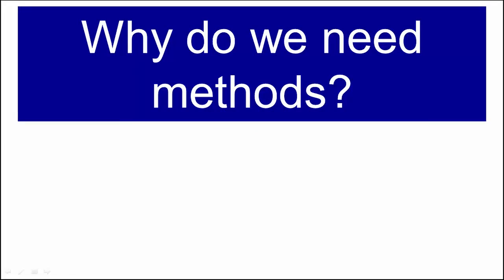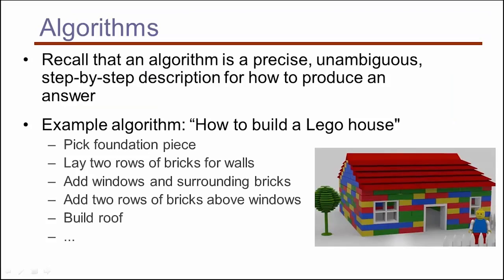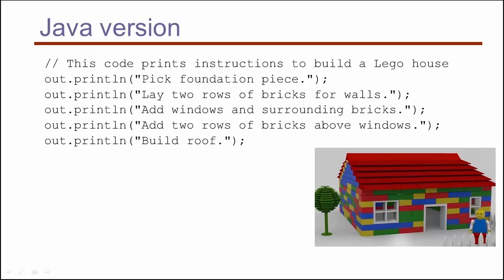In this lesson, we are going to learn about writing our own methods. Before doing so, let's answer the question of why we need methods. Remember from an earlier lecture that an algorithm is a precise, unambiguous, step-by-step process for accomplishing a task. Here's a simplified example algorithm for building a Lego house. And here we see our algorithm converted into Java code. So far so good, right?